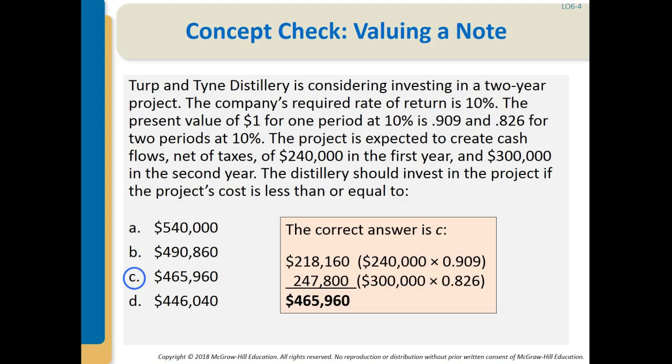$218,000, which is basically the $240,000, the cash flows net of taxes, $240,000 in the first year and $300,000 in the second year.